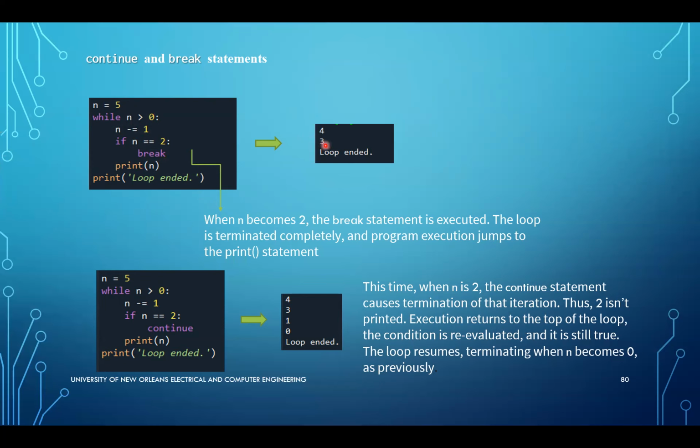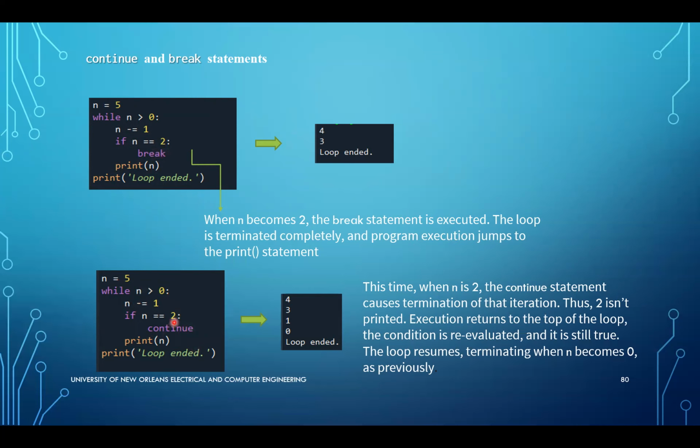And the next time around, n is equal to 2 at that point, so it's going to break out of the while loop, and it's going to go to this statement and say loop ended. So when n becomes 2, the break statement is executed, the loop is terminated completely, and the program execution then jumps to this statement here. So that's the use of the break. You can get out of a loop at any point by using the statement break.